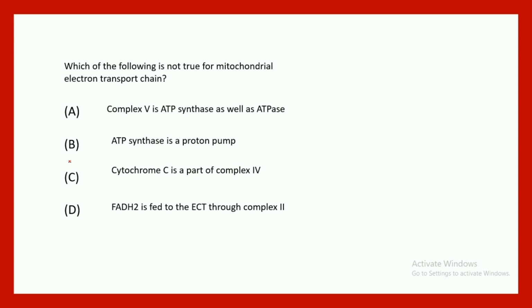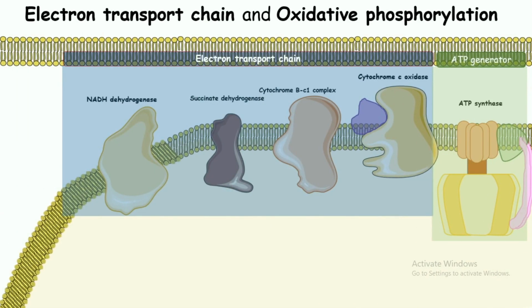Okay, next question says, which of the following is not true for mitochondrial electron transport chain? Complex 5 is ATP synthase as well as an ATPase. Obviously that's true. Now ATP synthase is a proton pump. Let us see whether that is true or not. That is actually true. Cytochrome C is a part of complex 4. FADH2 is fed into the electron transport chain through complex 2. So the correct answer, let us revise this and then we would understand the correct answer.